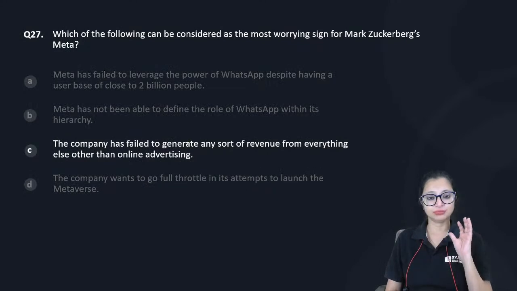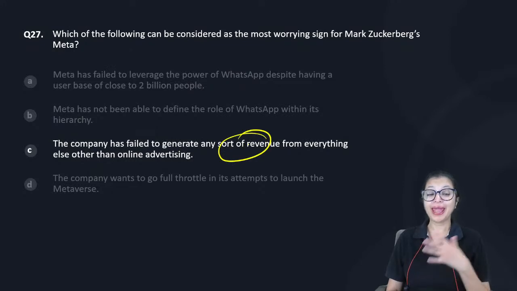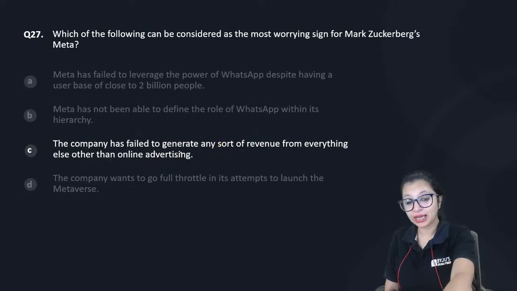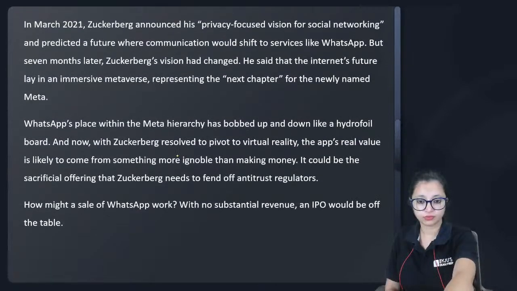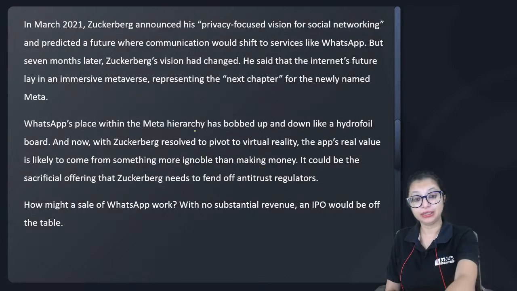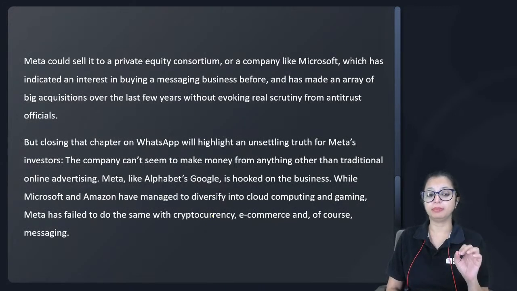Zuckerberg's Meta is something that focuses on making money, but it has failed to generate revenue from anything else apart from online advertising. There's a specific line in the passage that quotes that. Specifically that paragraph jahan sacrificial goat ki baat hui thi. I'll take you back. Here. They have not been able to make any money. They've been able to make money only through advertising. But apart from that, there's nothing where they've been able to make money.